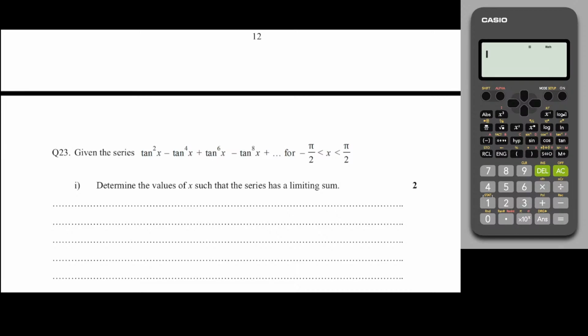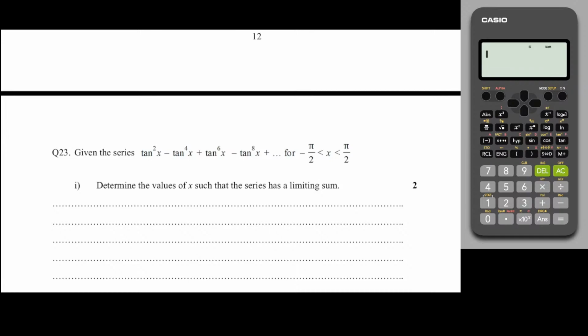Okay. Given the series tan squared x minus tan to the power of 4x plus tan to the power of 6x minus tan to the power of 8x plus ... for when x is between -pi on 2 and pi on 2. We're going to determine the values of x such that the series has a limiting sum. So we're looking for our limiting series in this one.